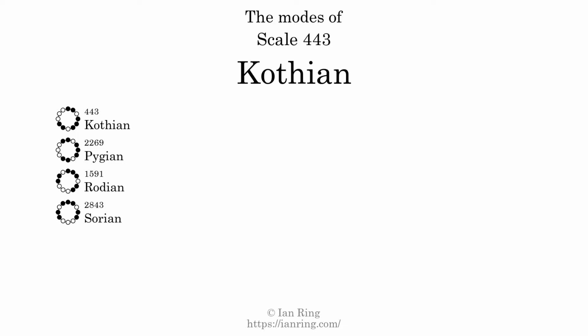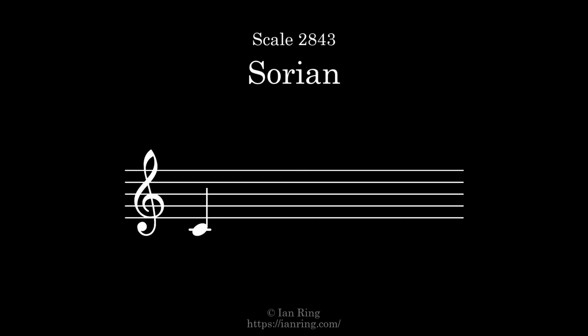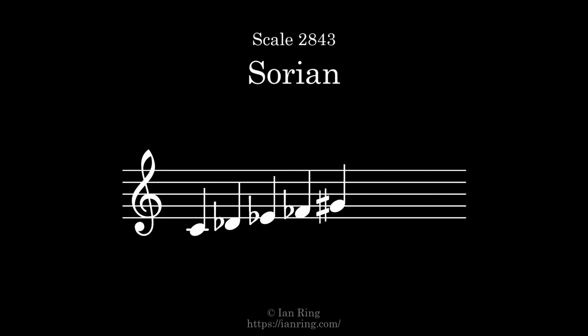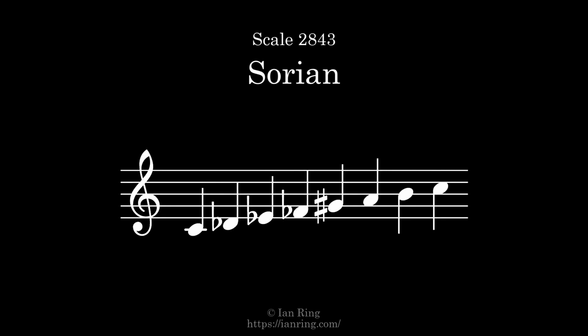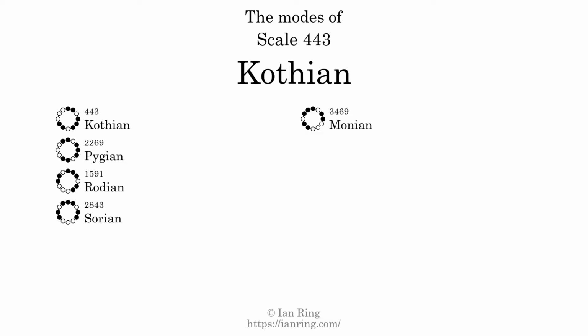The fourth mode is scale 2843, also known as Saurian. It sounds like this. The fifth mode is scale 3469, also known as Monian. It sounds like this.